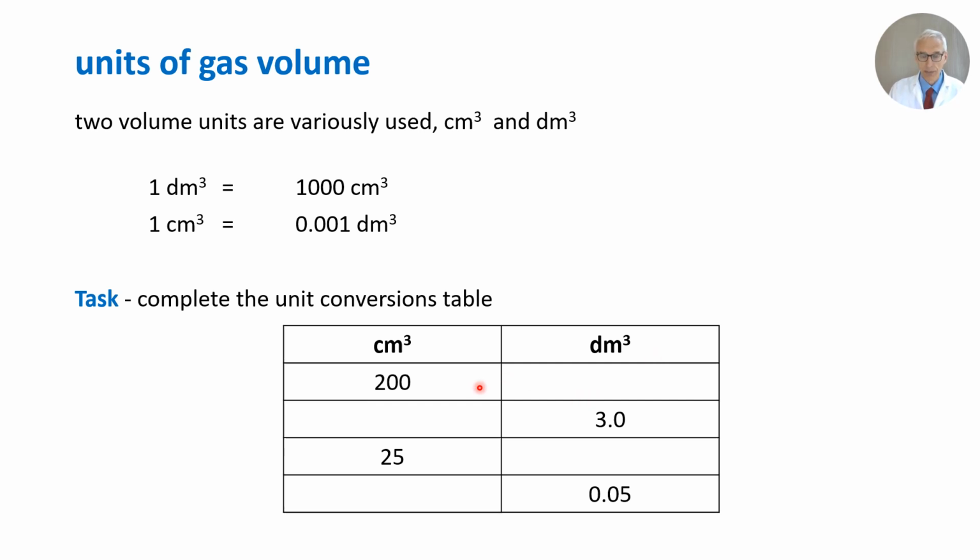So pause the lesson and complete the conversion table. 200 centimeters cubed, how many decimeters cubed? 3 decimeters cubed, how many centimeters cubed, etc. Okay, there are 4 conversions. Pause, come back to check and correct when you are ready.